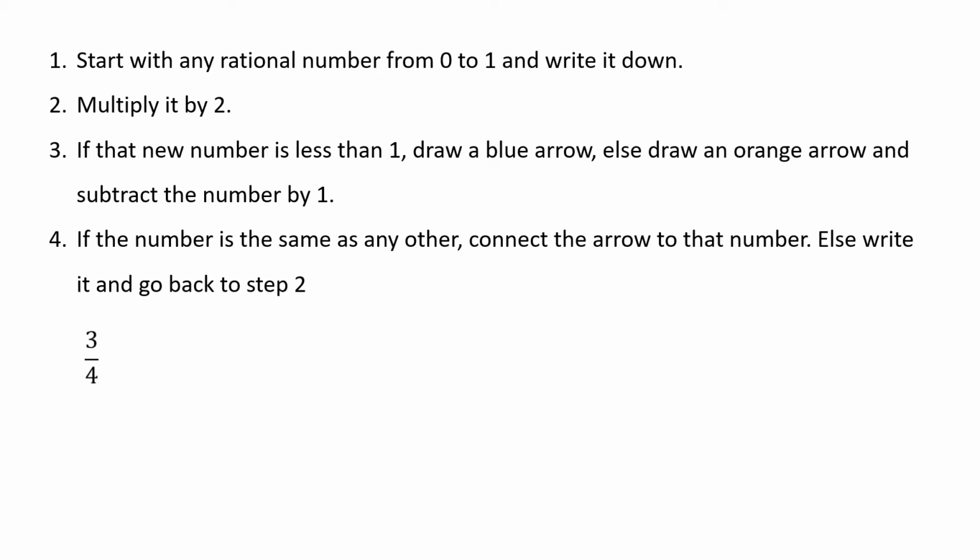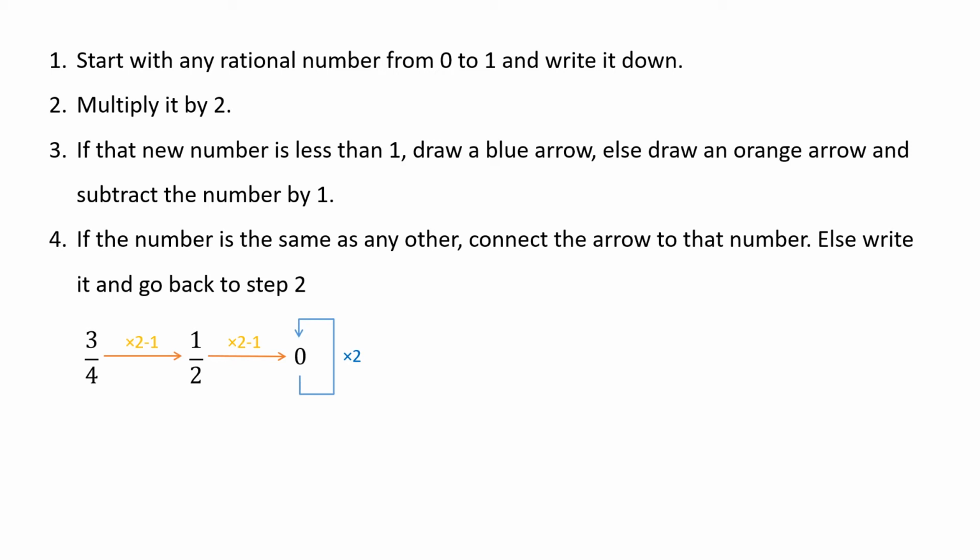For example, 3/4. If you multiply it by 2, you get 3/2, which is greater than 1. We have to subtract it to get 1/2, pointed by an orange arrow. Now, multiplying 1/2 by 2 makes 1, which we subtract by 1 and get 0. Doubling 0 gives 0, which is less than 1 and is the same, so we can draw a blue arrow and stop there.